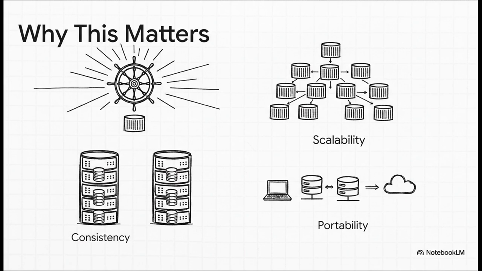So, let's zoom out and put it all together. Why does this matter? Well, Docker and Kubernetes are this amazing 1-2 punch. Docker gives you consistency. Your app runs the same everywhere. And it gives you portability. You can run that container anywhere. Then Kubernetes comes in over the top and gives you the intelligence and automation you need for insane scalability and self-healing resilience. They're a perfect match.